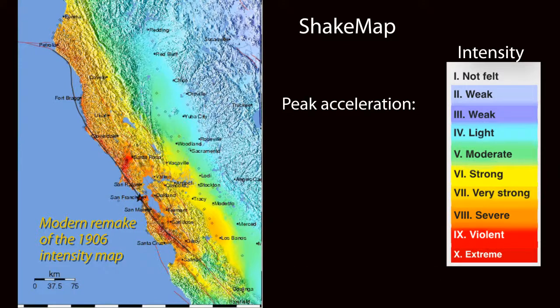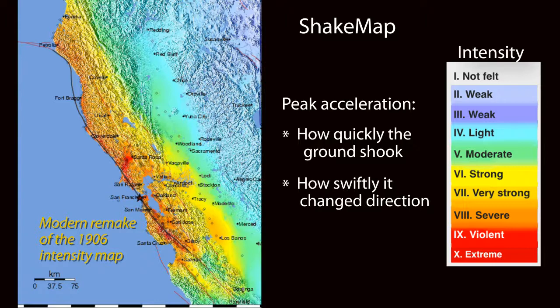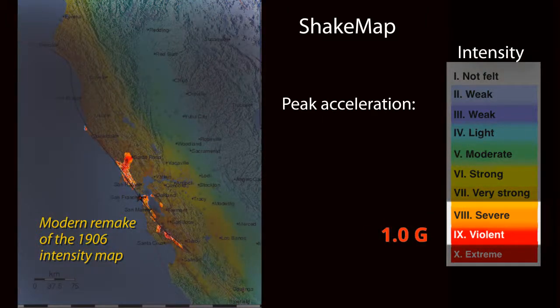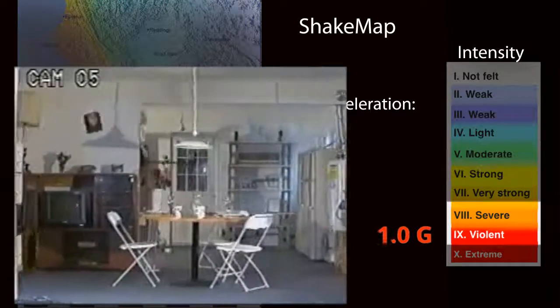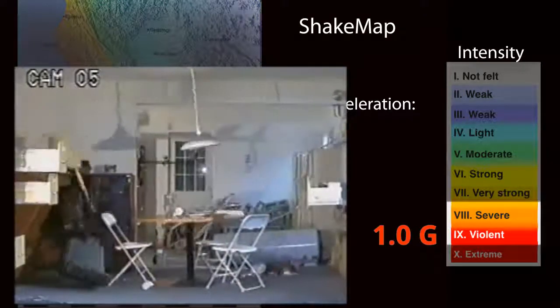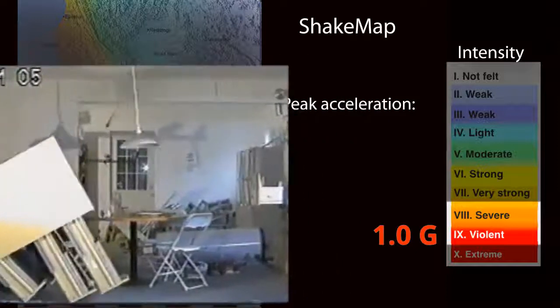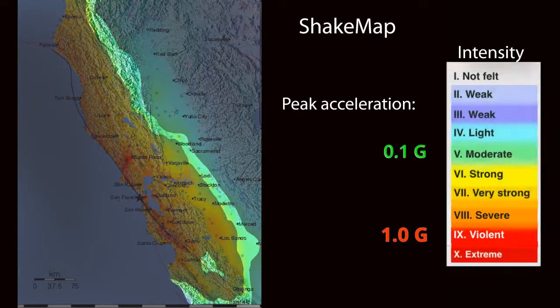Colors represent peak ground acceleration, that is, how quickly the ground shook and how swiftly it changed direction. The red zones reached 1G acceleration, or 100% of gravity, a violence of shaking illustrated in this shake table experiment. In the green zone, moderate shaking occurred with accelerations of up to 10% of gravity.